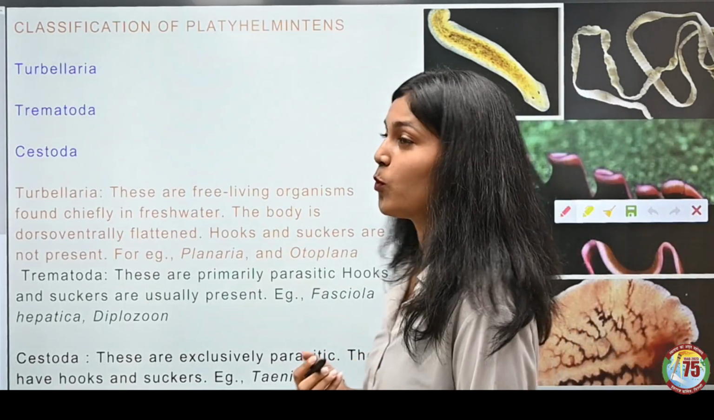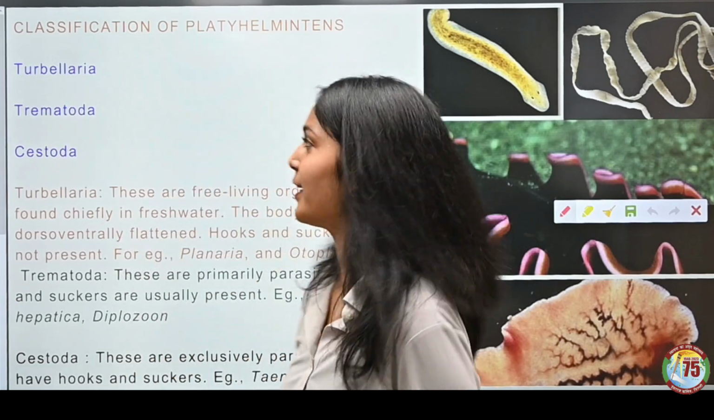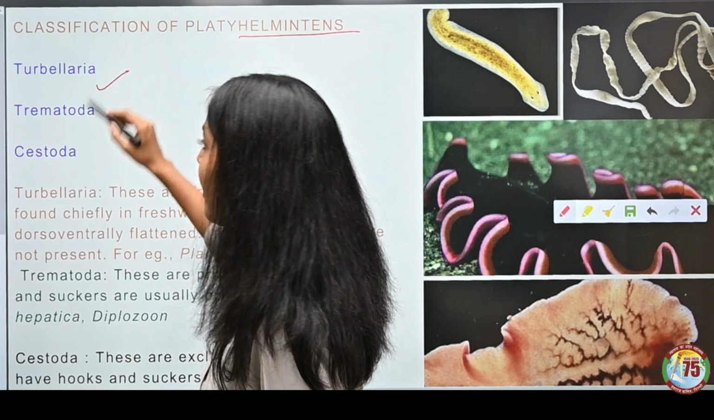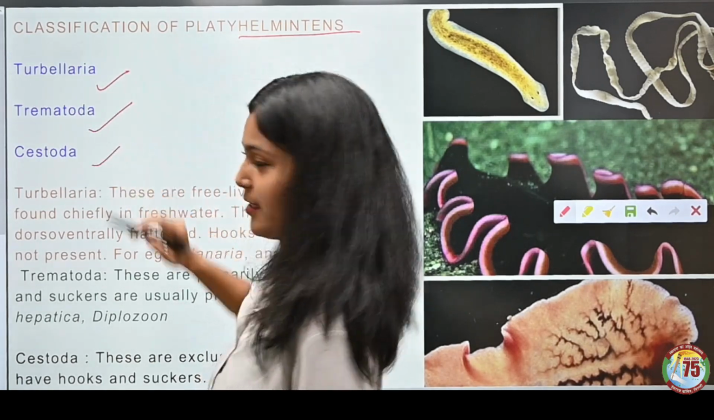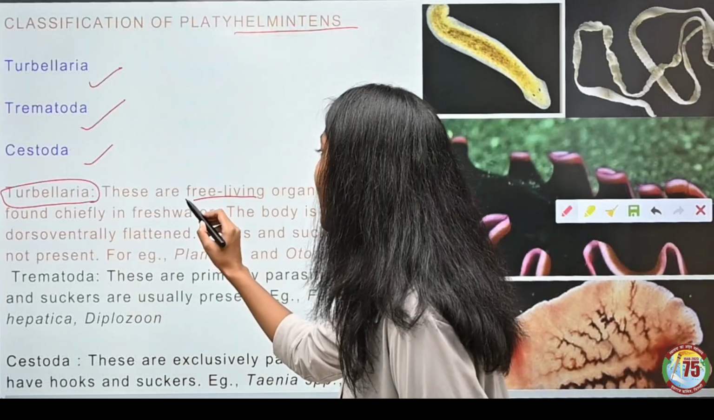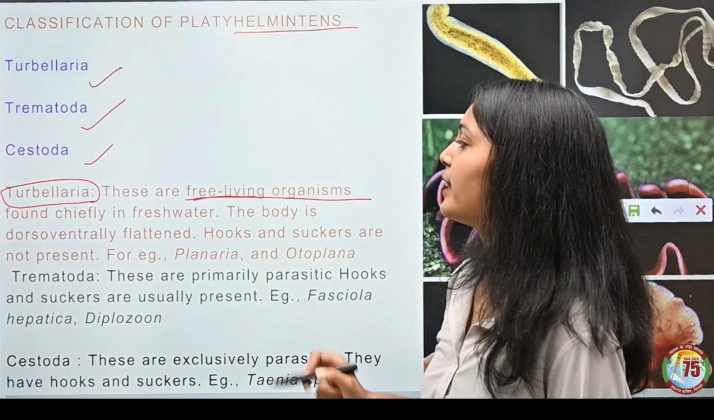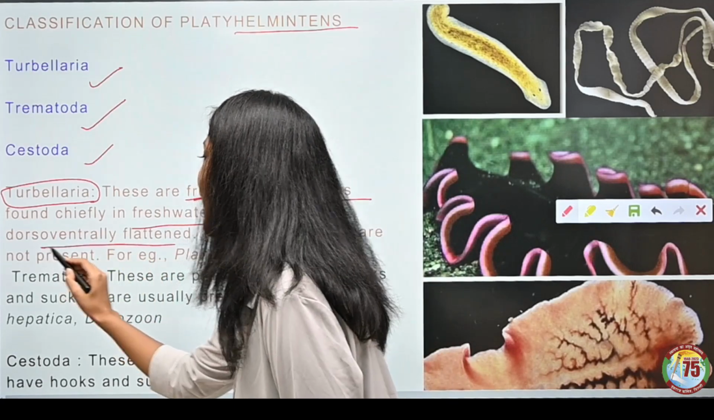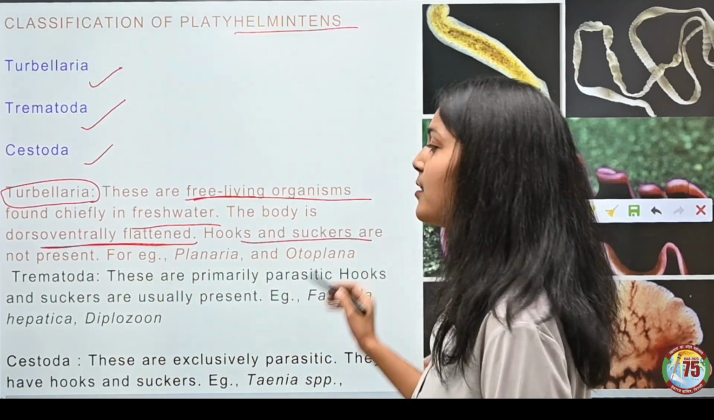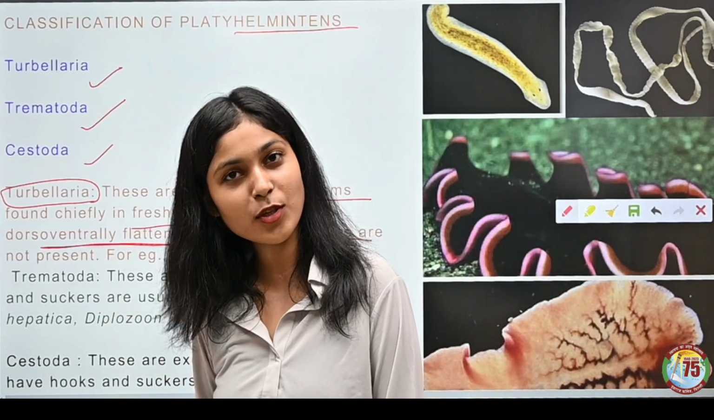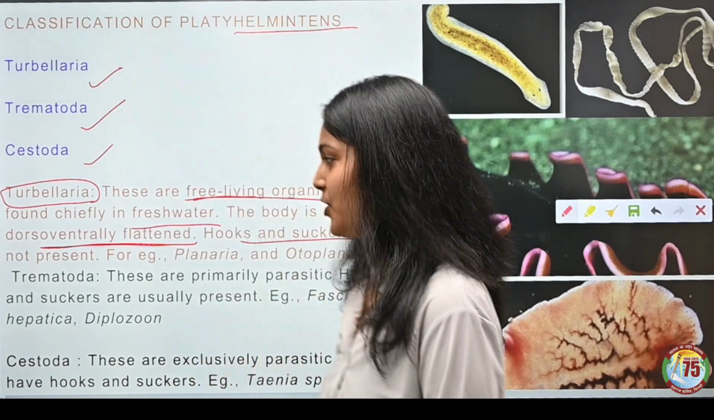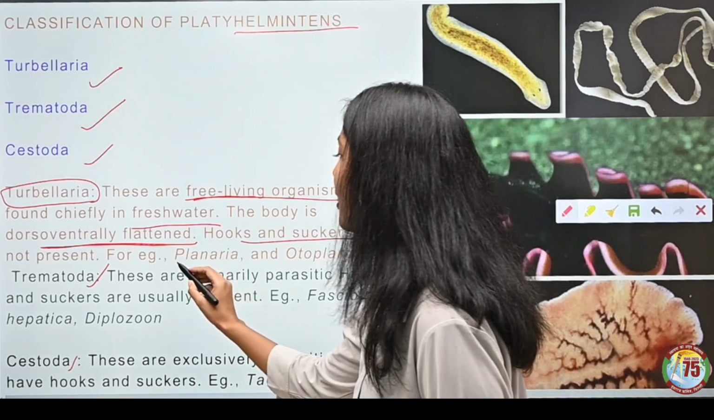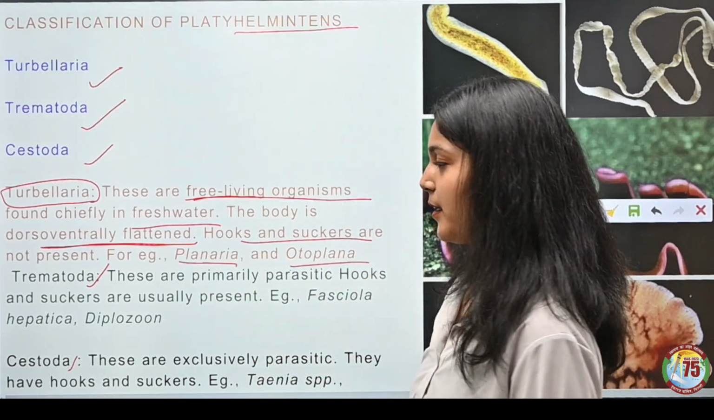Now, moving forward, I would like to tell you about the further classification under this phylum Platyhelminthes. The first one is Turbellaria, then Trematoda, then Cestoda. So, Turbellaria are free-living organisms that are found in fresh water. They are dorsoventrally flattened, and hooks and suckers are not present in them. Why so? Because they are not parasitic in nature, like Trematoda and Cestoda. The examples are Planaria and Autoplana.